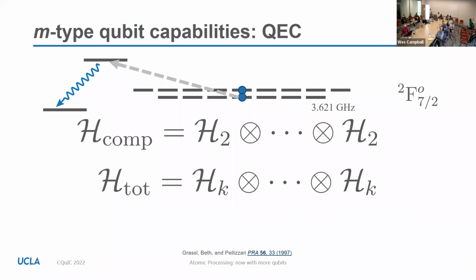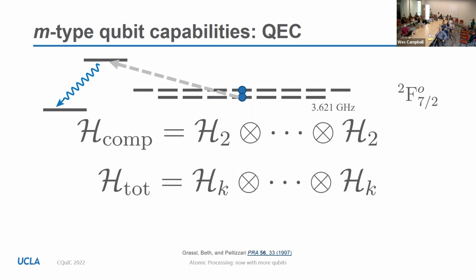But really what we have in our system is not just a tensor product of qubits. We have a tensor product of atoms. Each atom, they're all identical, each one has a whole bunch of states. In principle, you can have access to those states.